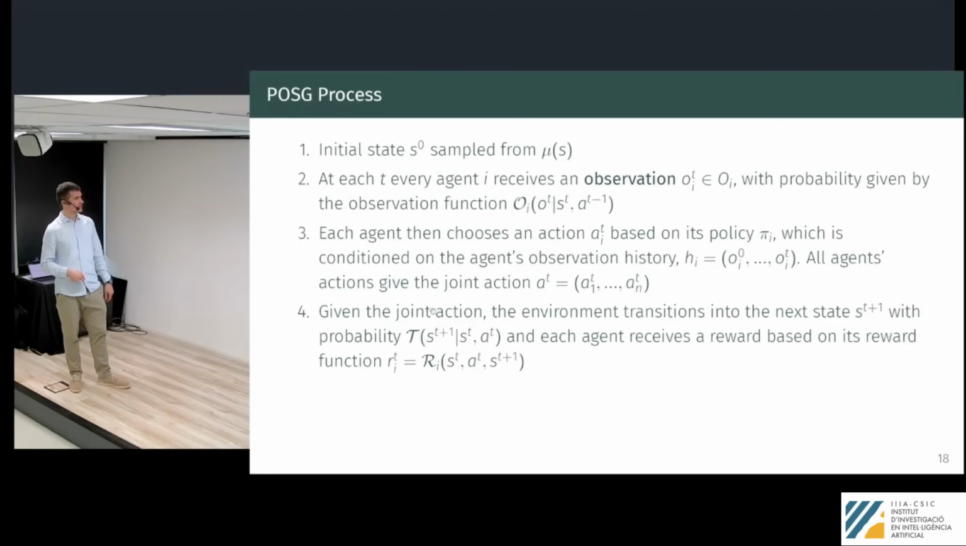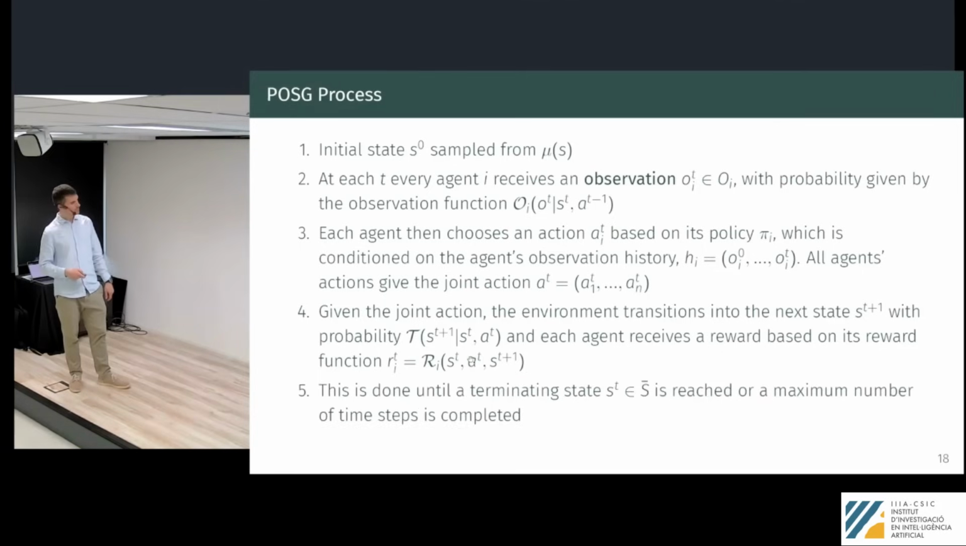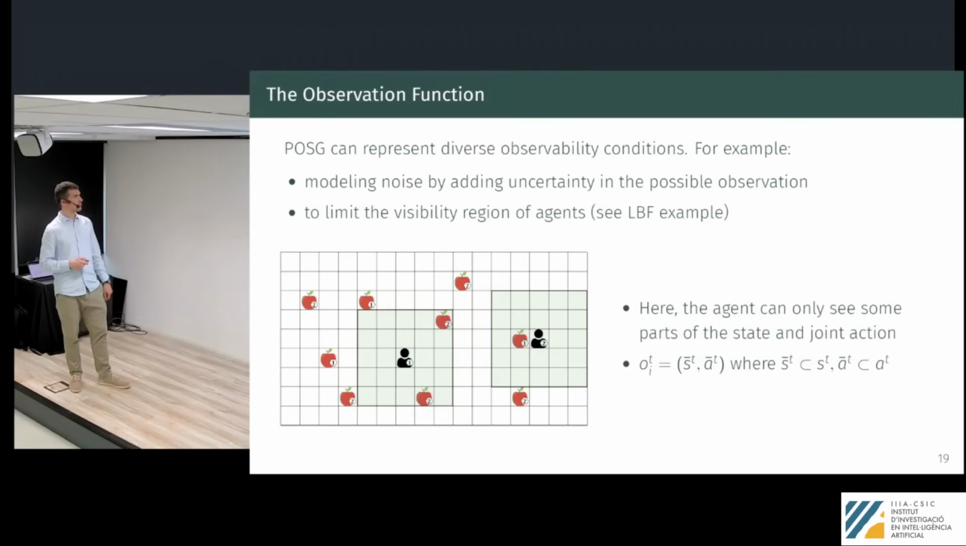The joint action then affects the state of the environment just like it did before, and just like before, every agent gets a reward as well. This is done until we reach a terminal state or we have reached a maximum number of time steps. So the only thing that's new here is these two steps where the observations are sampled and then the agents condition on the sequence of observations that they observed in the past. But other than that, it's the same.